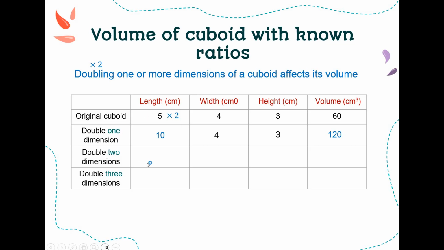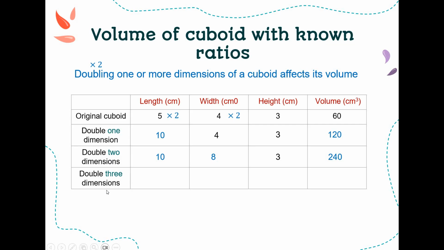What about doubling two dimensions? Let's imagine that the two dimensions are the length and the width. If I double 5 times 2, it will be 10. Then I will double the width, so 4 times 2 will be 8. And I will keep the height as it is. Now the new volume will be 10 times 8, 80. 80 times 3, 240. As you can see here, the volume changed, right?